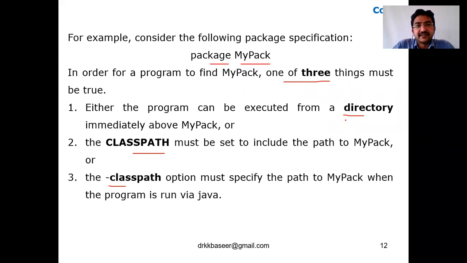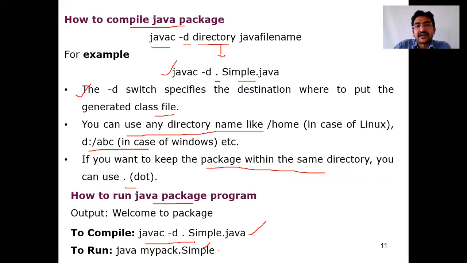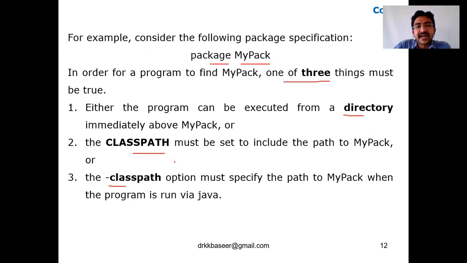Please make sure that one of the three ways is followed. One is the directory where we normally compile the programs, the directory immediately containing mypack; from there we compile and run the program. The second way is to set the classpath. How do we set it? Go to the advanced settings, environment variables, where the path is available, where you have pasted the value of Java bin. There itself you can paste the path of mypack, the total path; if you kept it in the D drive, D:\mypack, you have to put that path there. Or else, with the help of -classpath, give the path where mypack is available.